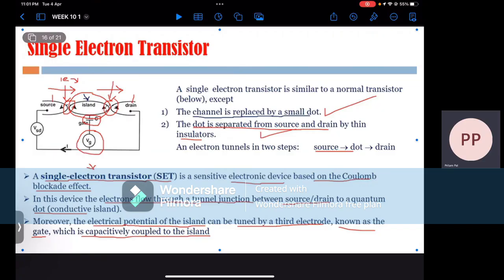So the working of the single electron transistor is based on the Coulomb blockade effect. So first let's see what a single electron transistor is, and after that we'll try to understand what the Coulomb blockade effect is. Now a single electron transistor is similar to a normal transistor, but with some special features. One more important thing is that the channel is replaced by a small dot that you can see. So this part is the island.